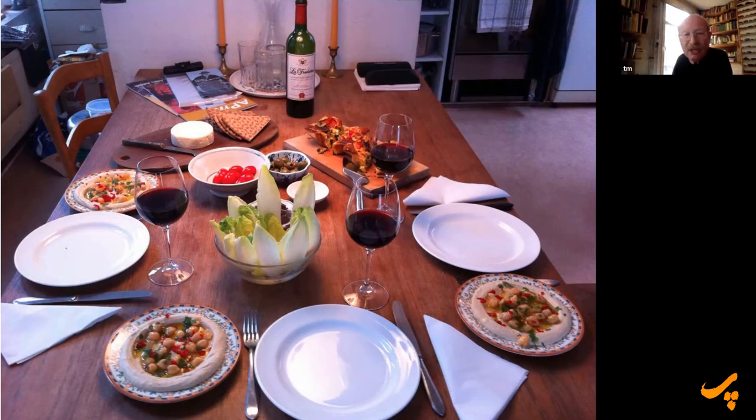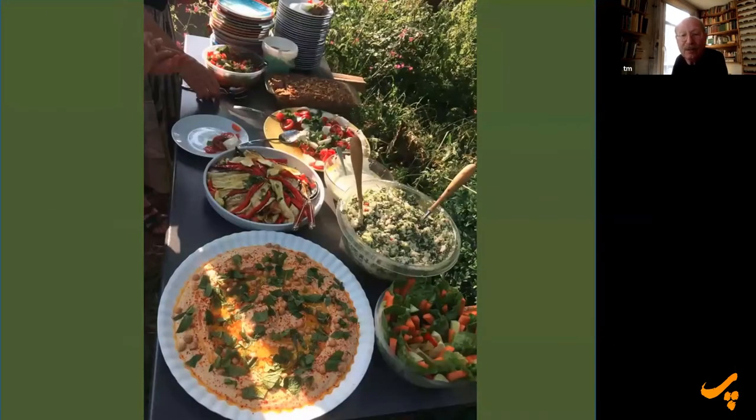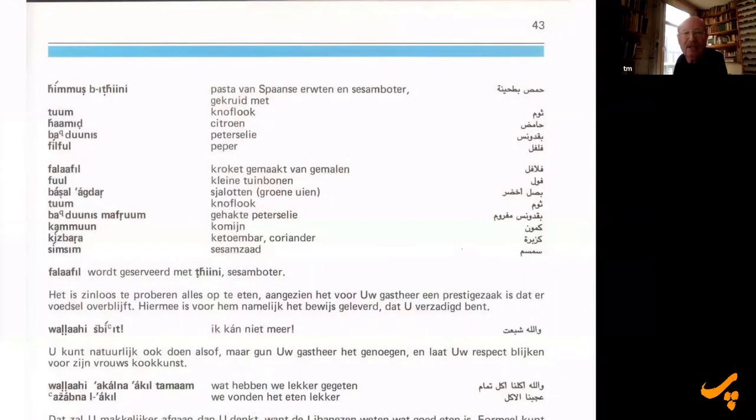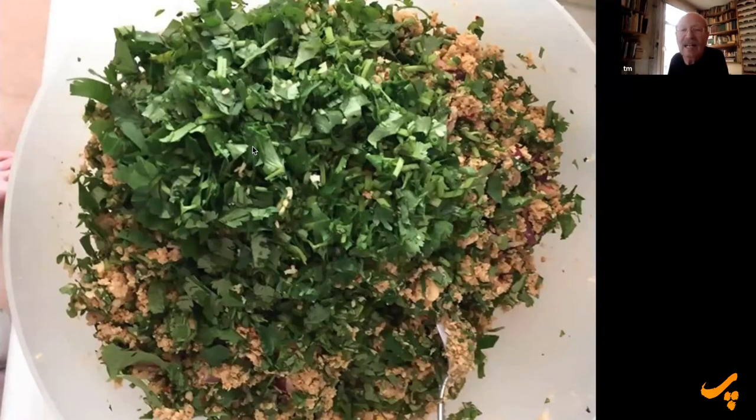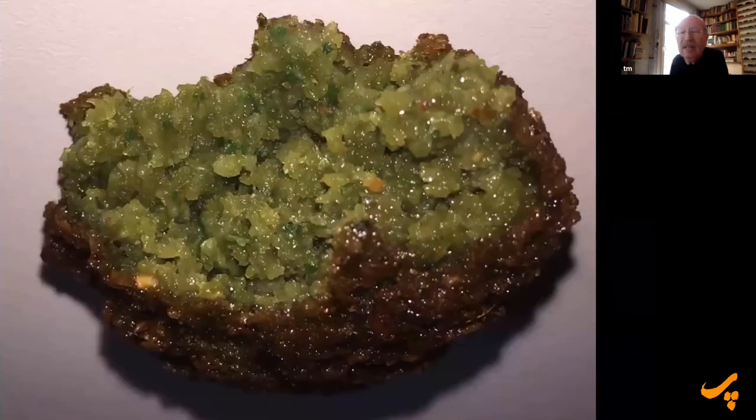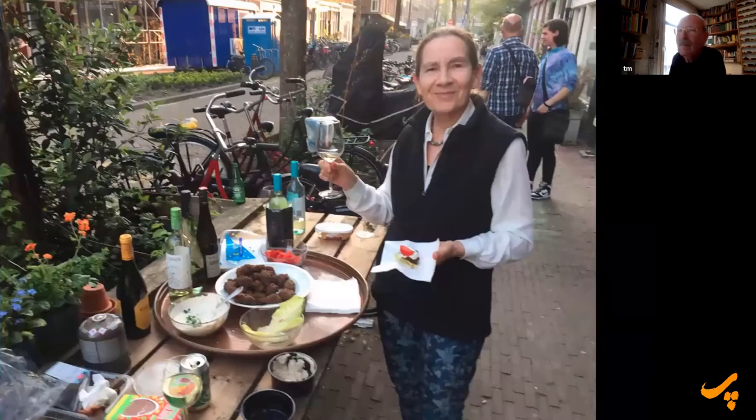Here you see a decent Dutch dish with a decent Lebanese one, and actually we sometimes have garden parties, and here I contributed to a larger number of dishes, a bigger version. Now another one is this. Here you see me inspecting falafel in the village of Tibnin. And here you see falafel, croquettes made from ful, that is broad beans. And then you have basal akhdar, toum, ba'adunis mafroum, and then kamon, kisbara, simsim. So you see the ingredients, and then this is the result today, and this is what I had in mind for it. The only difference is that in this case I did it with ful, with beans and not with chickpeas. So they're a bit dark, but you see the insides turned out pretty well. And again, this is often my contribution to our neighborhood parties.